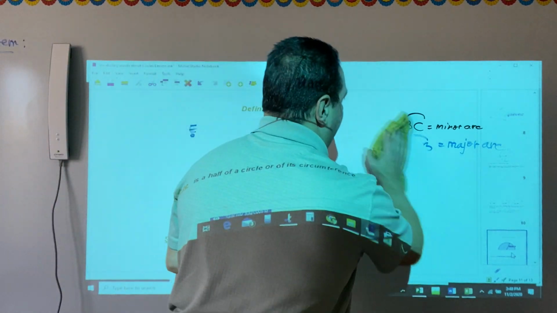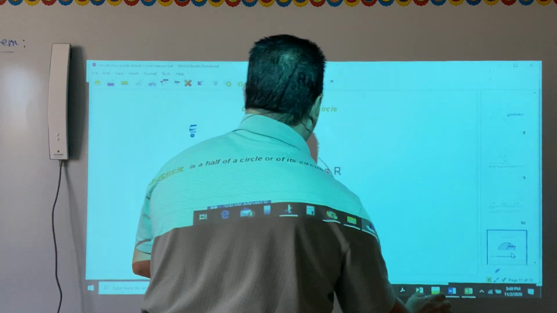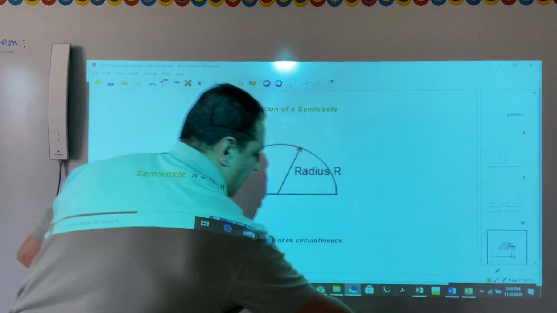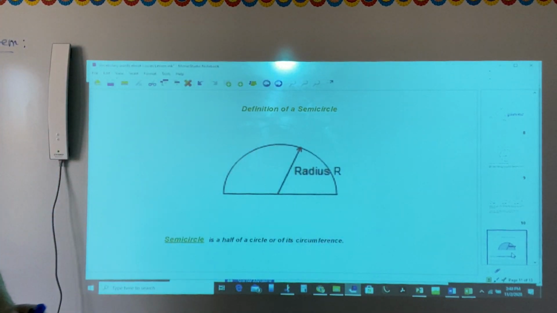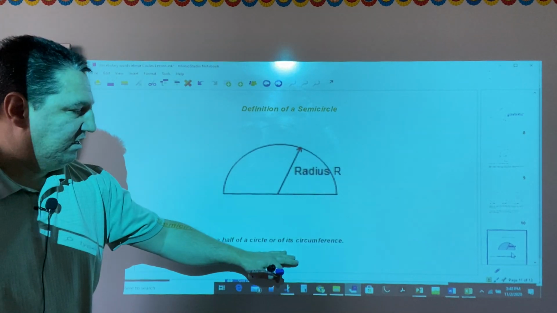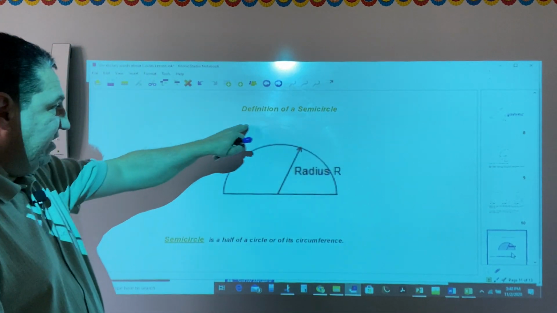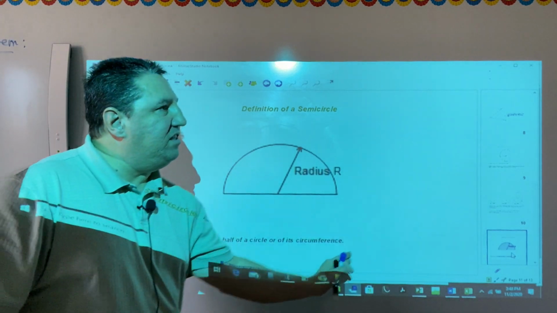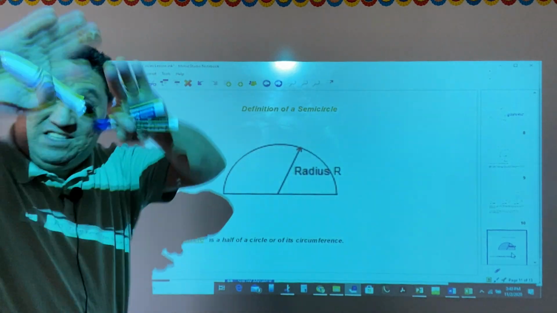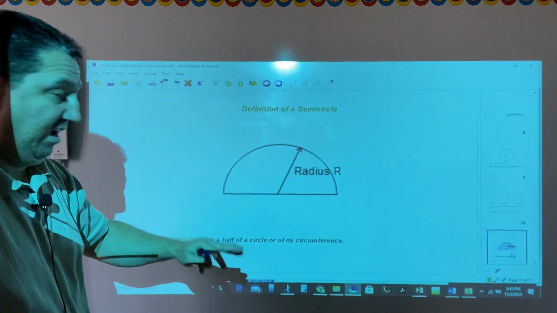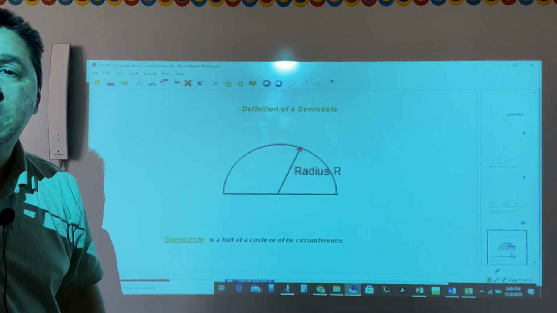Another part of a circle is a so-called semicircle. A semicircle is half of a circle or of its circumference. Remember, the circumference is the distance around the circle, right? It is the length of the circle. Half of this circumference is called a semicircle.